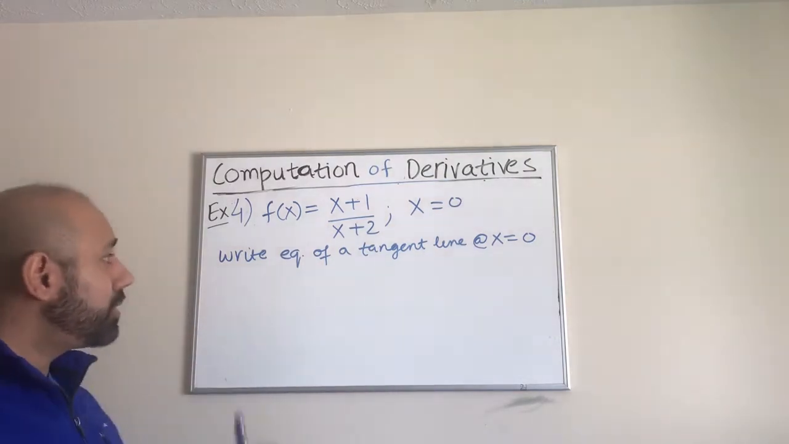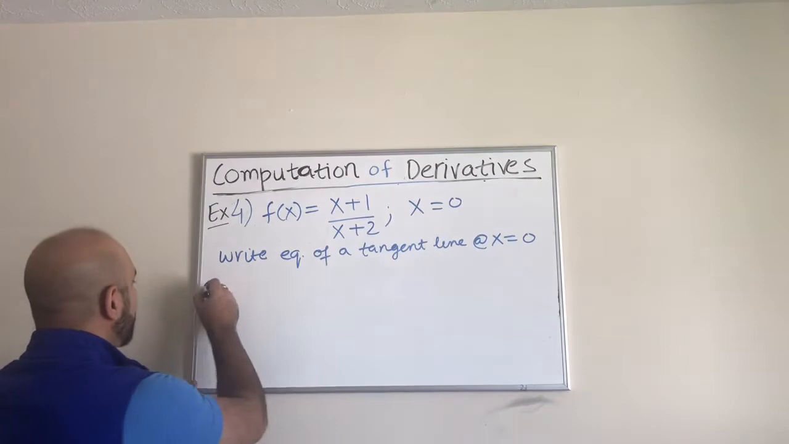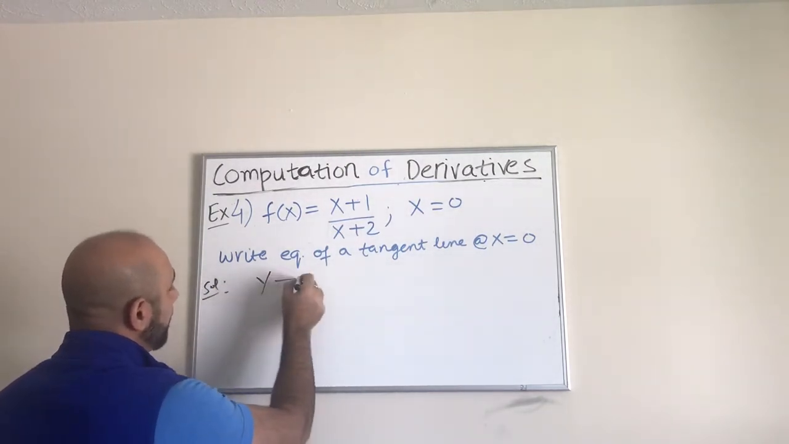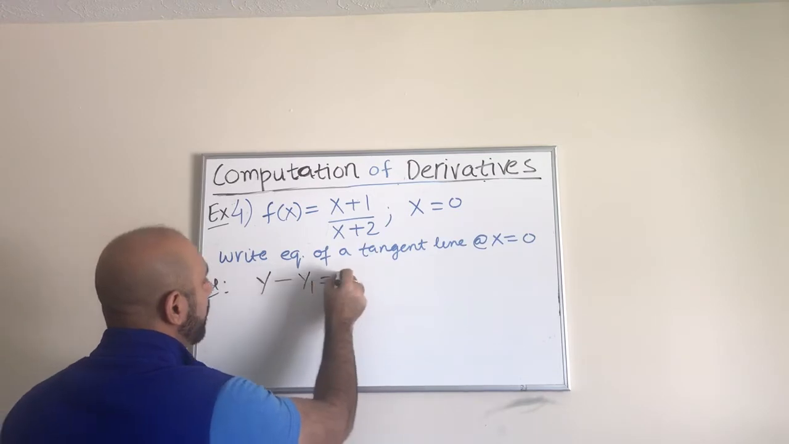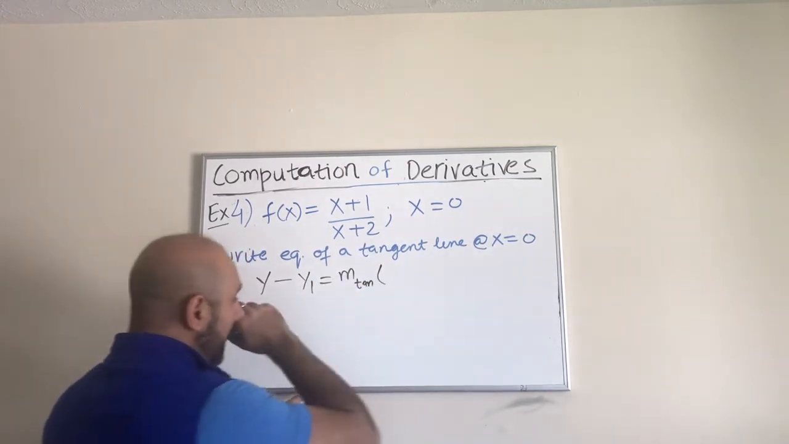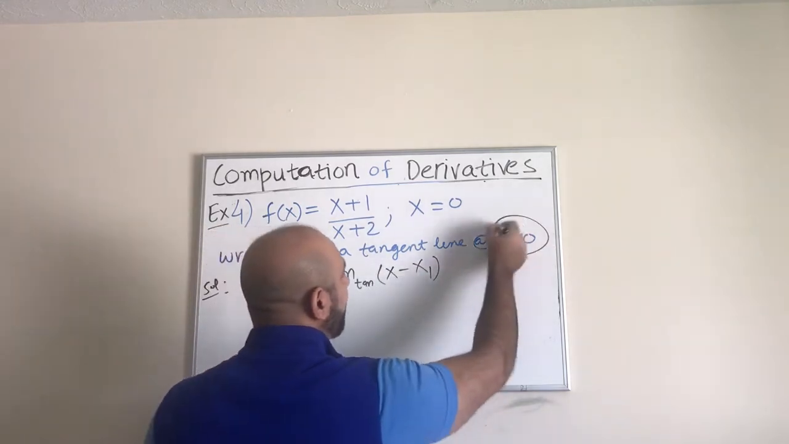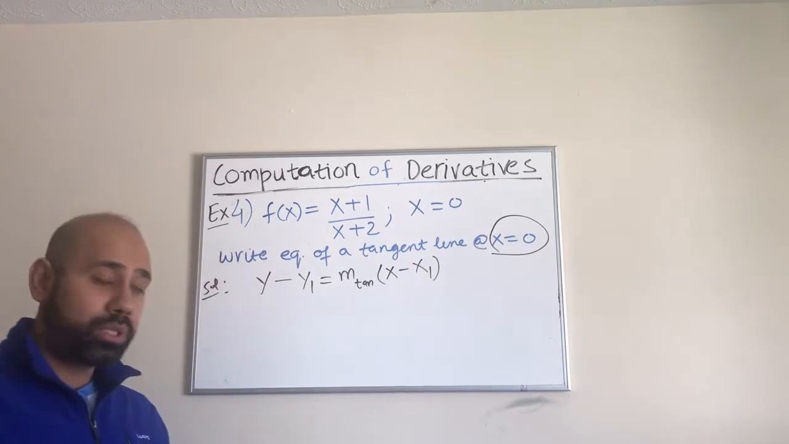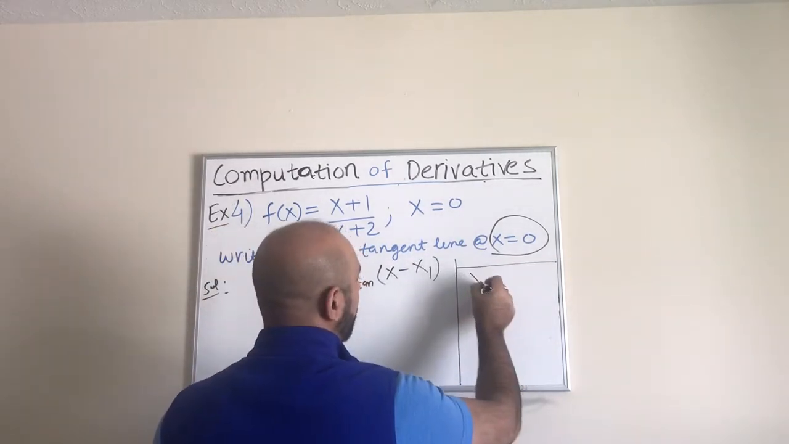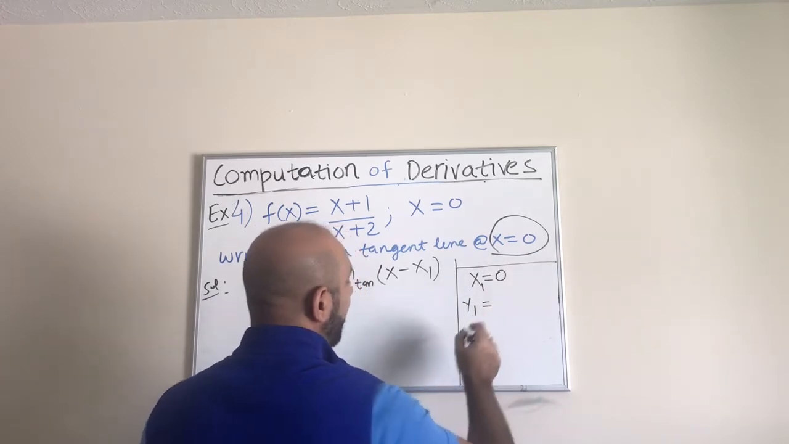But in order to write the equation of a tangent line, we first have to recall the equation. The equation looks like, there's two ways. I prefer the point-slope form, y minus y1 equals m subscript tangent, because we are interested in the tangent line, times x minus x1. So guys, I already have my x1 value because I'm interested at x equal to 0. So the first step is going to be to identify my x1, which is 0, and also to find out my y1.